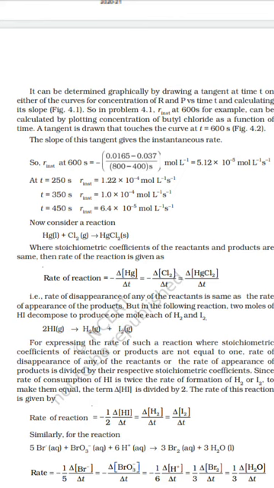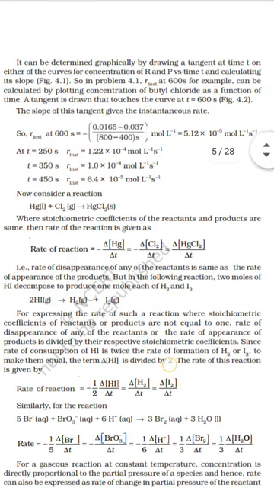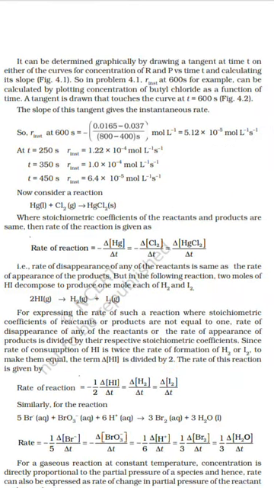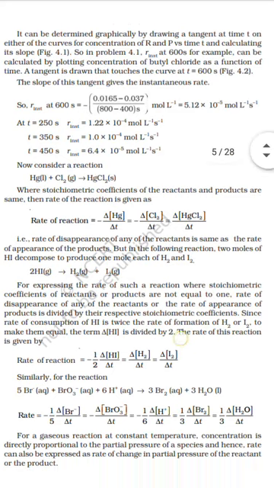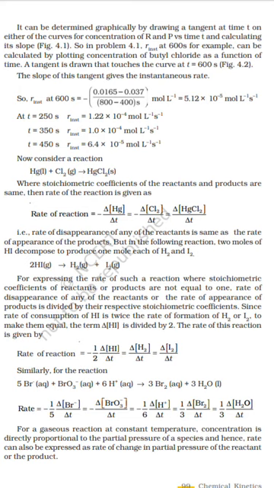Now consider a reaction: Hg liquid plus Cl2 gas to form HgCl2 solid. When the stoichiometric coefficients of the reactant and product are the same, the rate of reaction is given as rate equals negative delta [Hg] by delta t equals negative delta [Cl2] by delta t equals delta [HgCl2] upon delta t, that is, the rate of disappearance of the reactant is the same as the rate of appearance of the product.